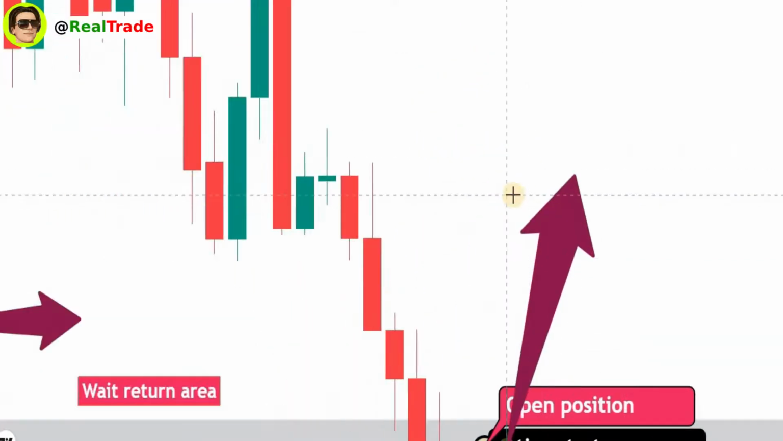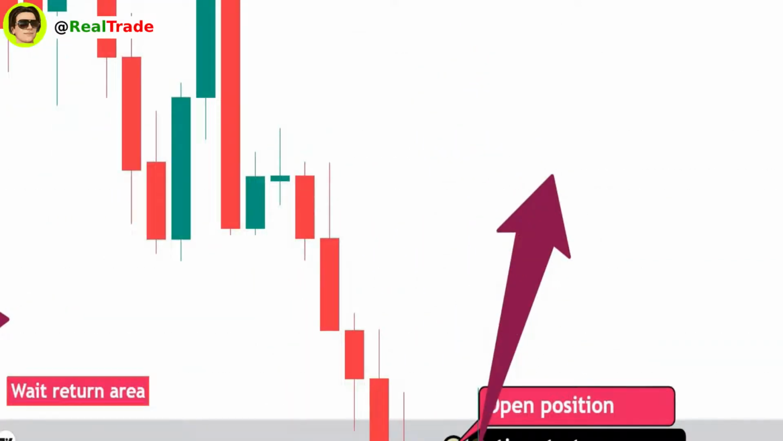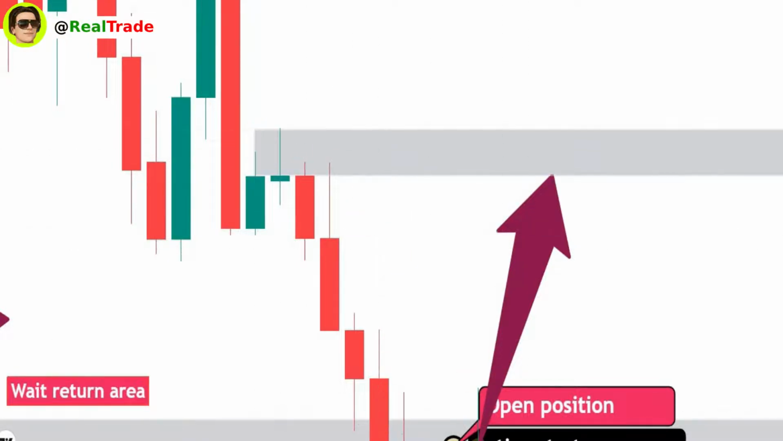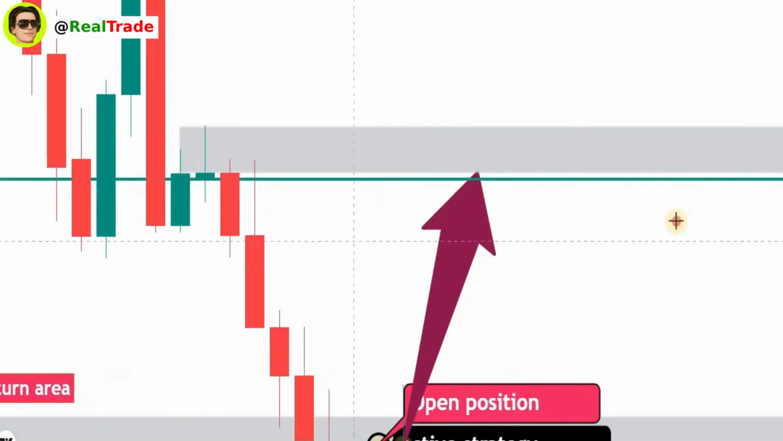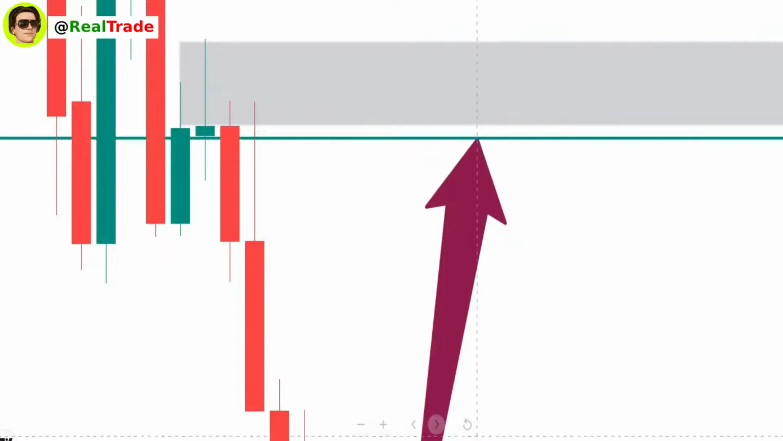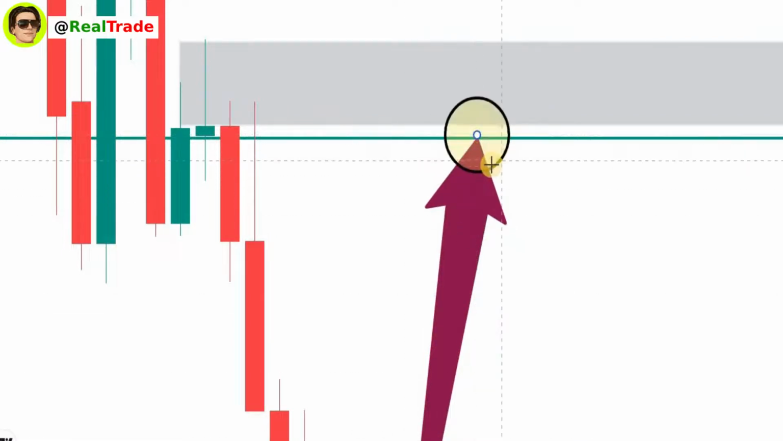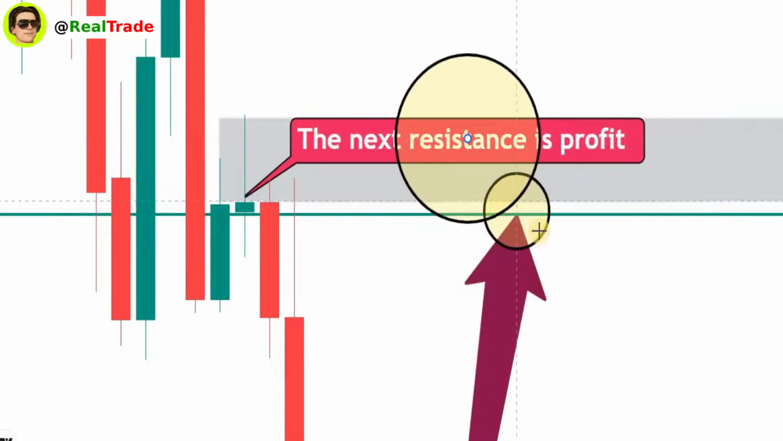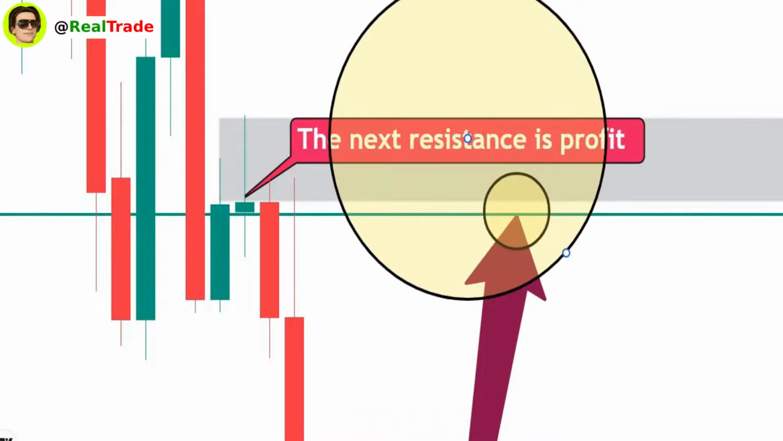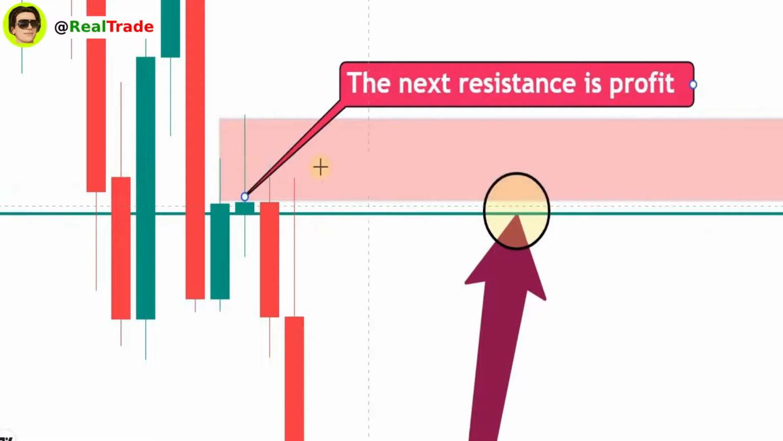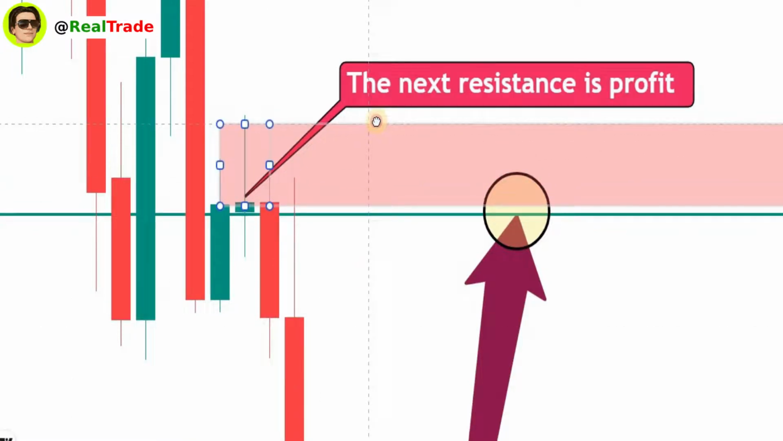This area go buy next resistance. Next resistance, local resistance. Next local resistance is take a profit, is TP. This zone is local resistance and near resistance. Yes, the next resistance is take a profit. Yes, this area is take a profit.